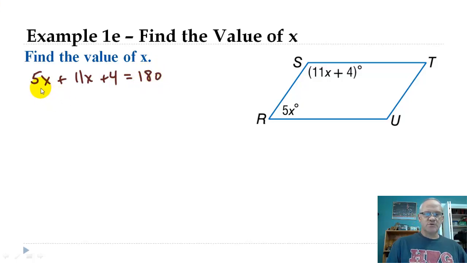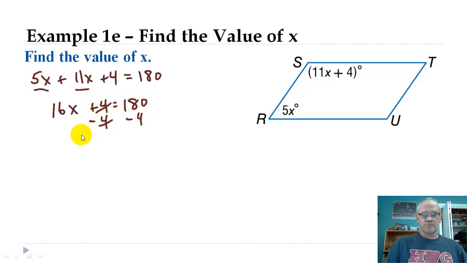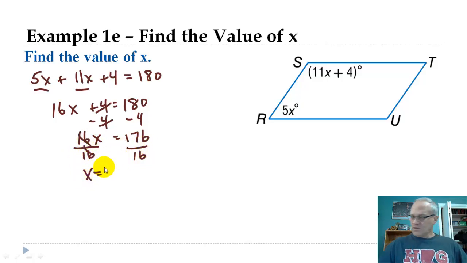Now we're going to solve that one. 5x and 11x is 16x. And then we subtract 4. So 16x equals 176. And then we divide by 16, and we end up with 11. So x equals 11.